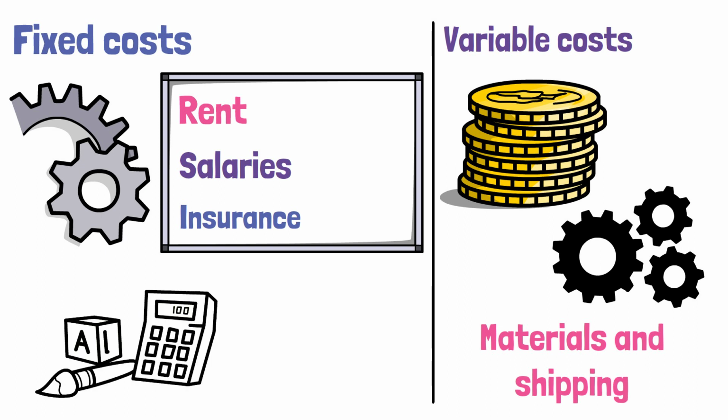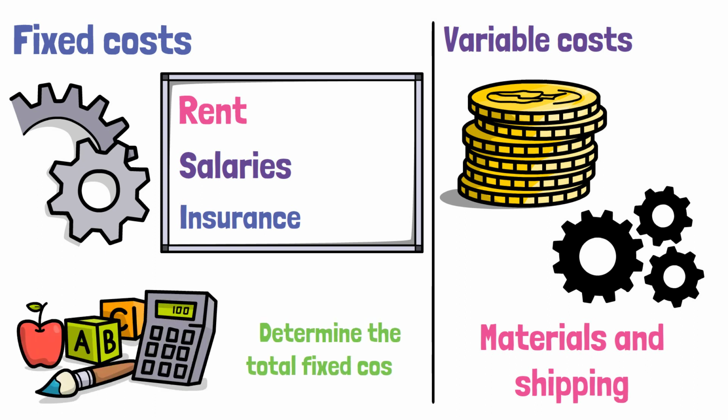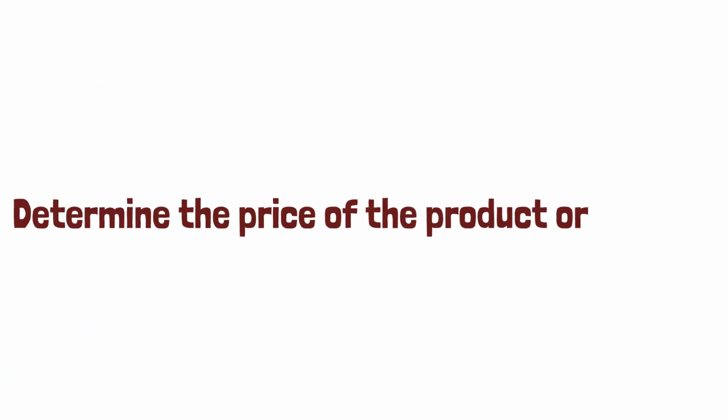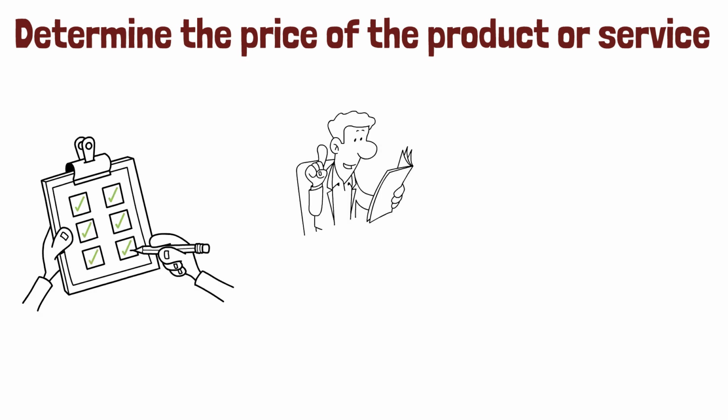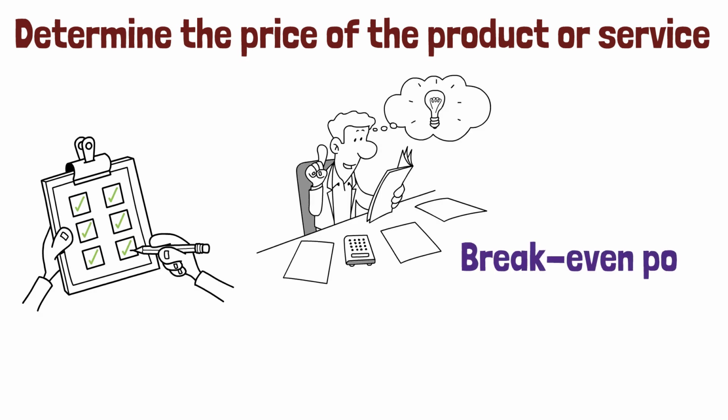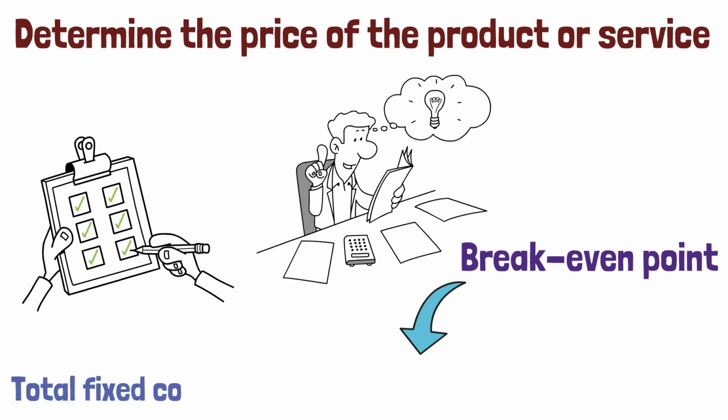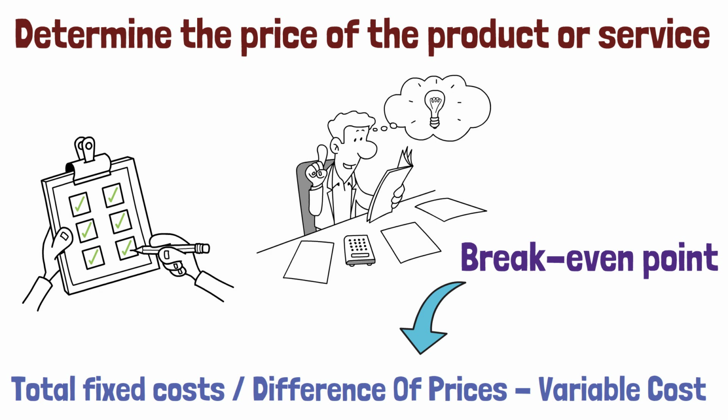To calculate the break-even point, we first need to determine the total fixed costs. Then we need to determine the price of the product or service and the variable cost per unit. Once we have these figures, we can calculate the break-even point by dividing the total fixed costs by the difference between the price of the product or service and the variable cost per unit.